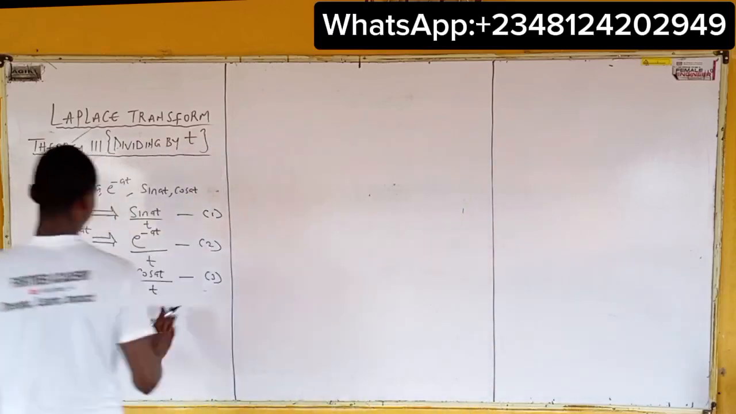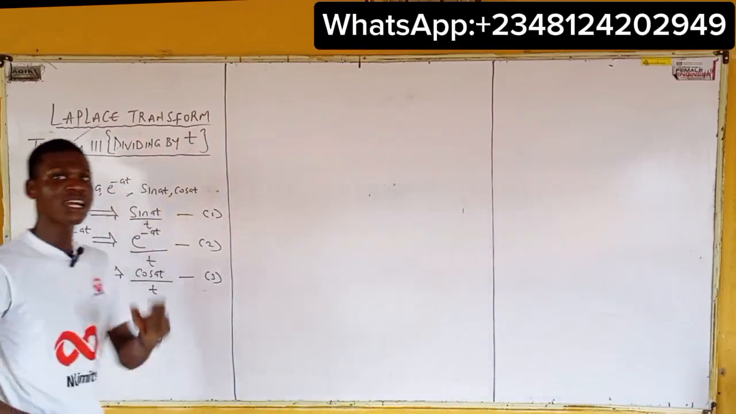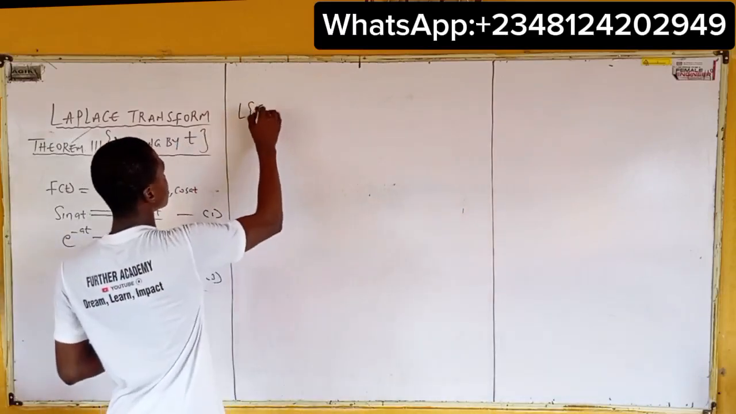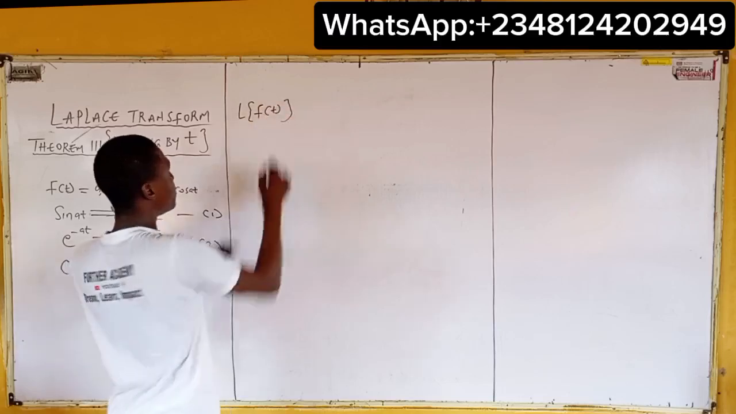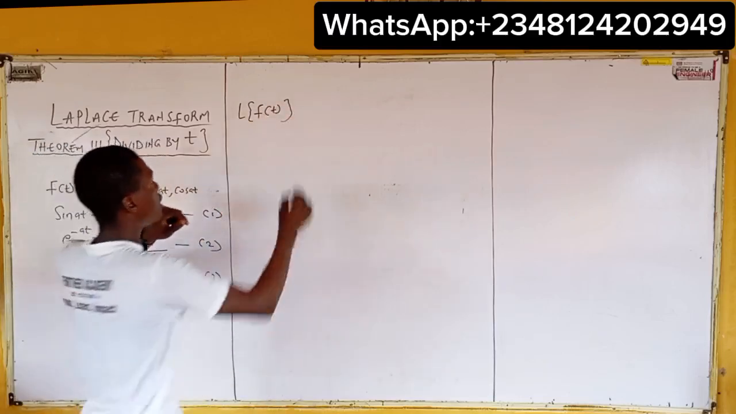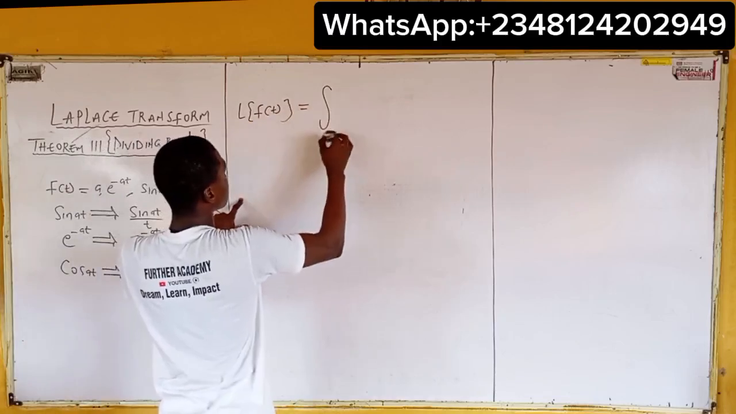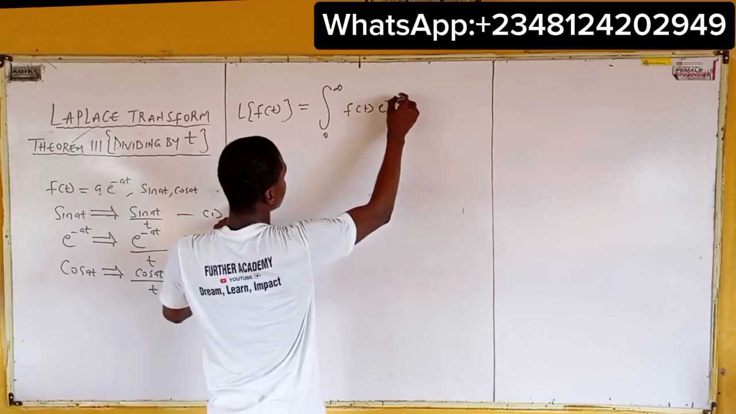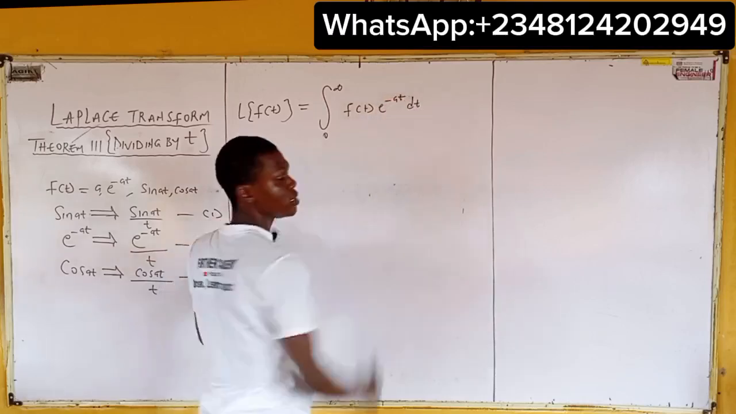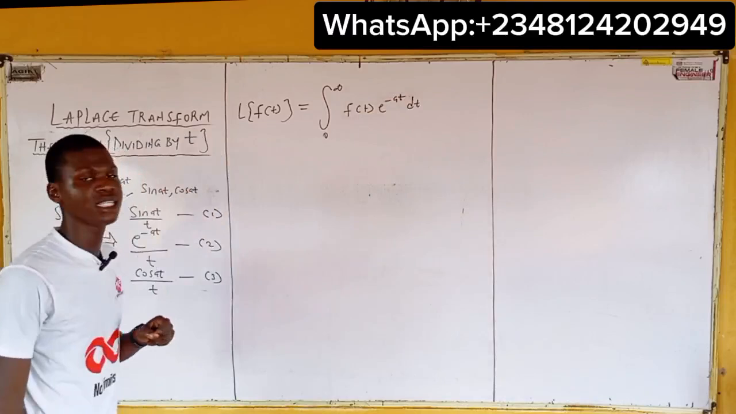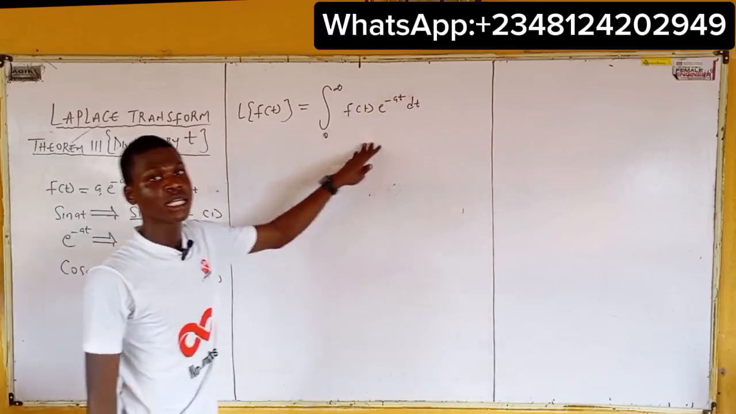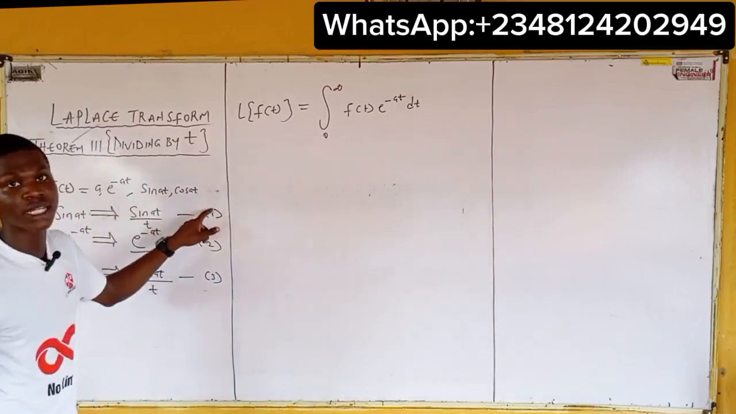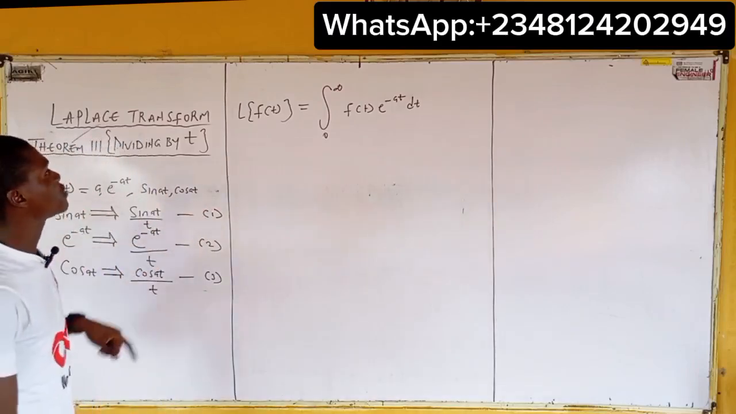Now recall the general formula that defines the Laplace transform. Say you are looking for the Laplace transform of f of t. The formula becomes the integral from 0 to infinity of f of t exponential negative st dt. What this simply means is that, say you want to transform any of these functions, substitute the respective function. For instance, let's say you want to transform sine at.